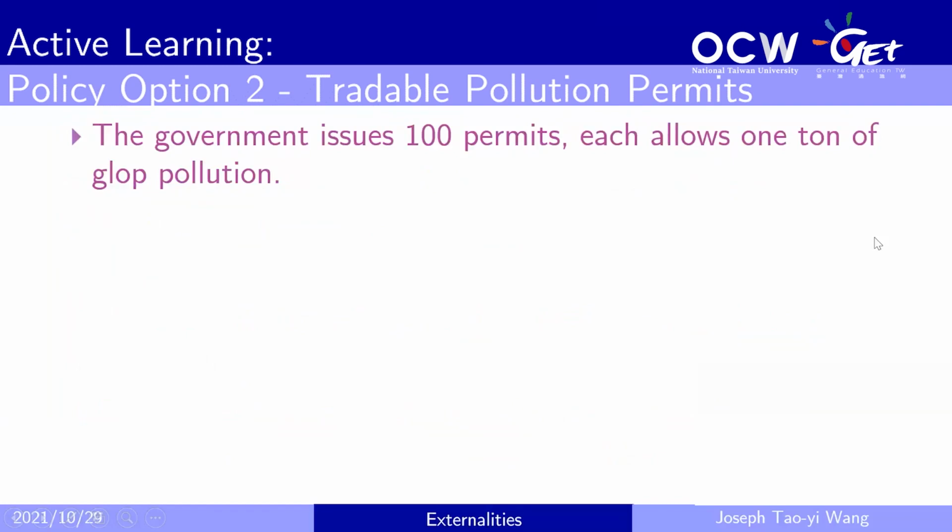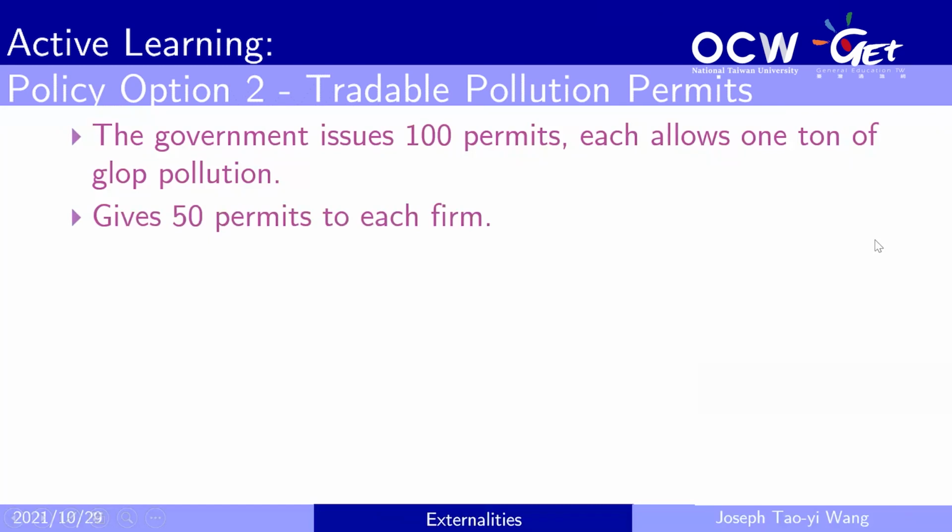Now I'm going to issue 100 permits. Each permit allows the permit holder to emit 1 ton of pollution. So there are various ways to assign these permits. You can auction these off. You can give it to only one firm. But here let's say the government says, let's just give 50 permits to each of the 2 firms.